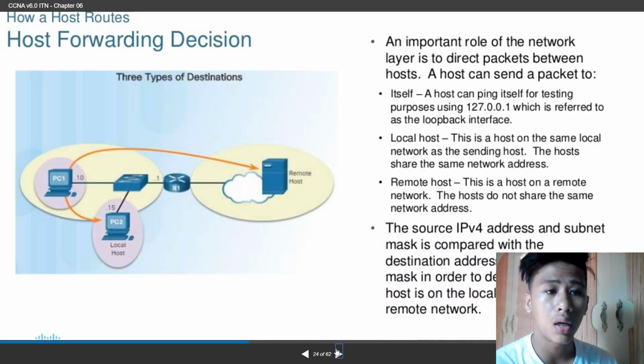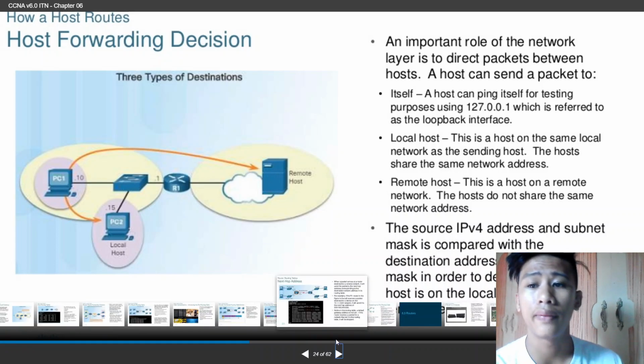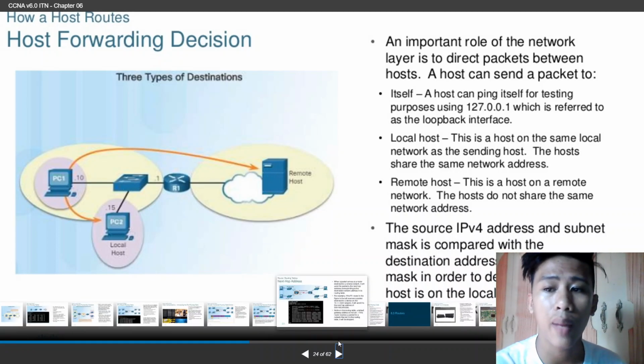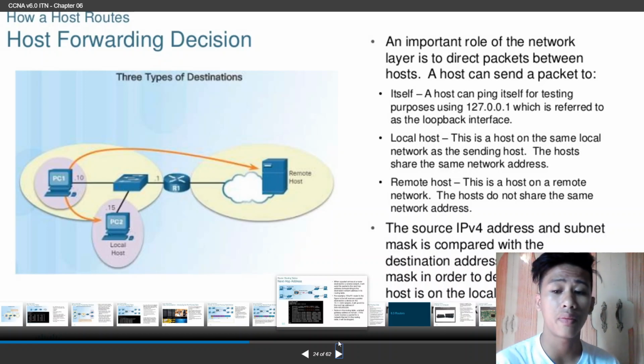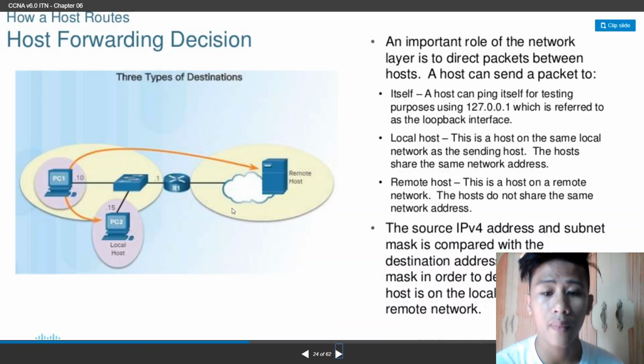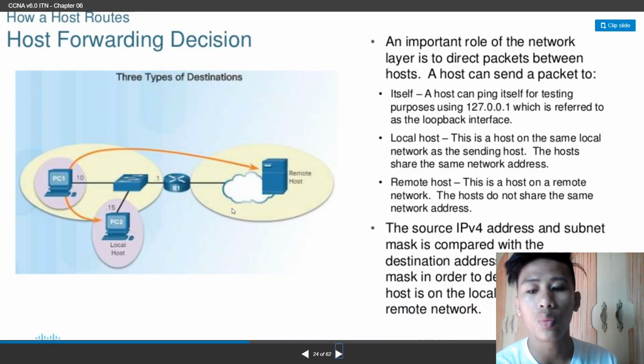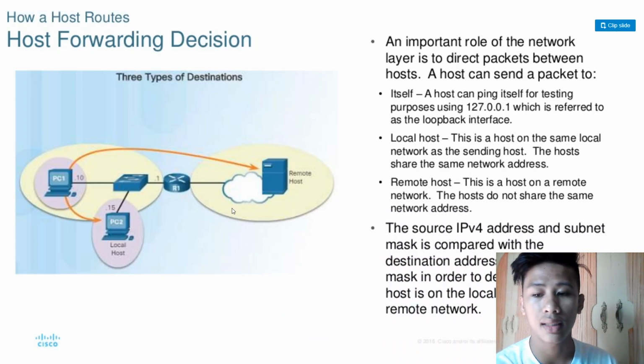In routing, the host forwarding decision is an important role of the network layer, to direct packets between hosts. A host can send a packet to itself, a local host, or a remote host. The source IPv4 address and subnet mask are compared with the destination address and subnet mask in order to determine if the host is on the local network or a remote network.